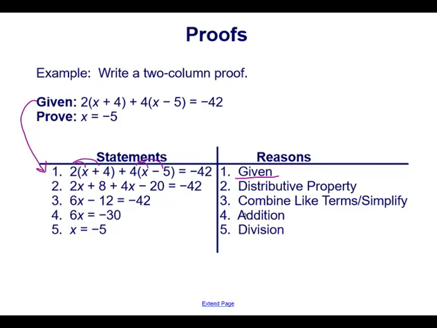And finally, to get the variable isolated, we now have x times 6, so we'll divide by 6. So now we're using division. So that last reason, how we get the line x equals negative 5, how we get what we're trying to prove, is by dividing by 6. So we had to actually write that it was the division property that we used to complete this proof.